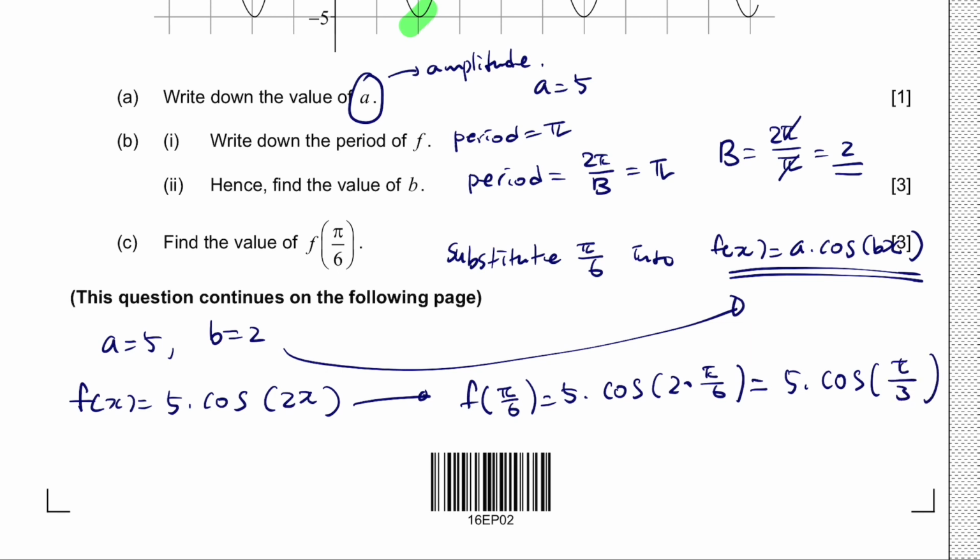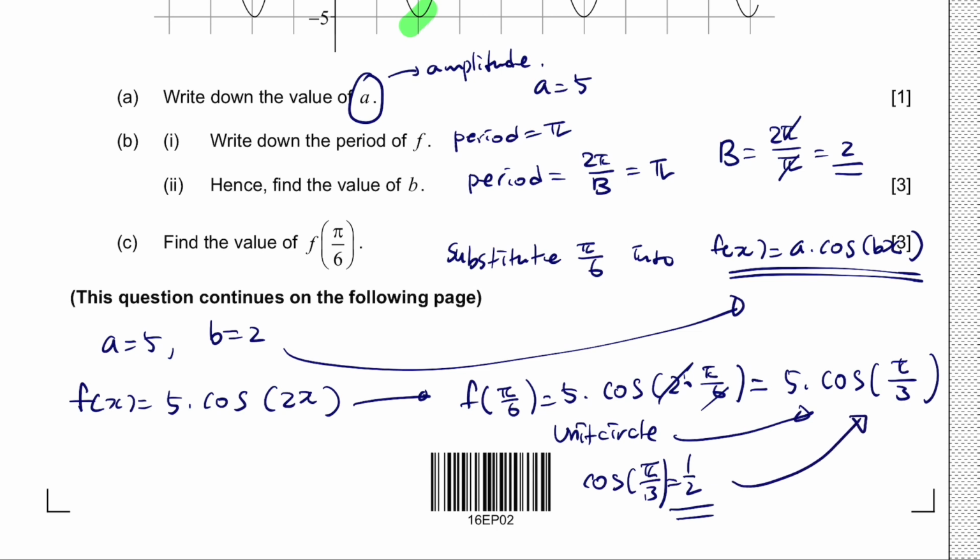I got pi over 3 because I simplified these two values. Then using the unit circle, we know that cosine pi over 3 is equal to 1 over 2. So we can substitute 1 over 2 in place of cosine pi over 3. Then we get 5 times 1 over 2, which is equal to 5 over 2. So we know that the value of f of pi over 6 is 5 over 2.